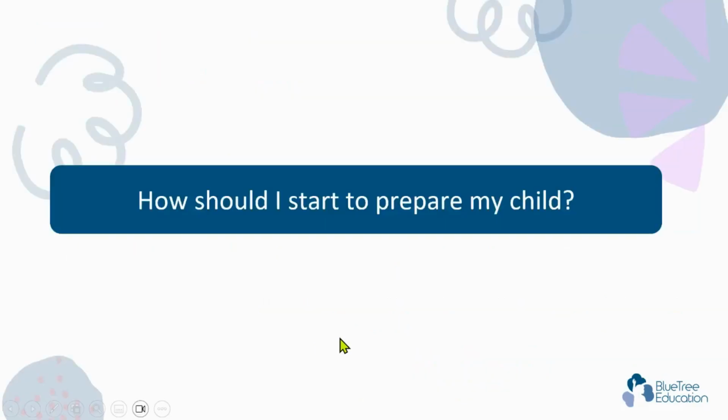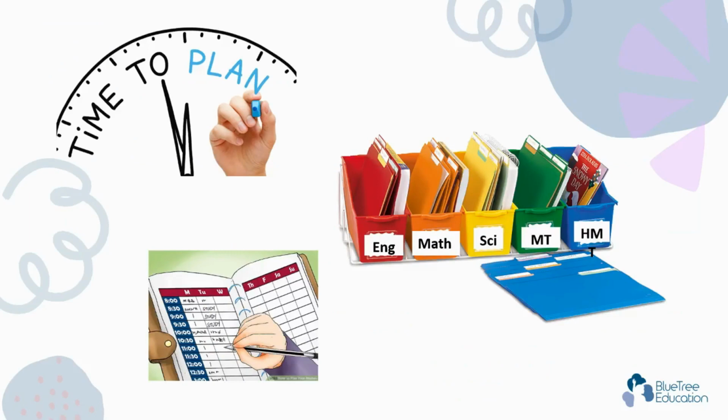How should I start preparing from this point onwards? It's really time to start planning. Start to organize your children's books and worksheets by subjects. Organize them either in files or trays like this. They can have a stack of accumulated items from school, from tuition, some free downloads that you download from BlueTree. You know the BlueTree notes.